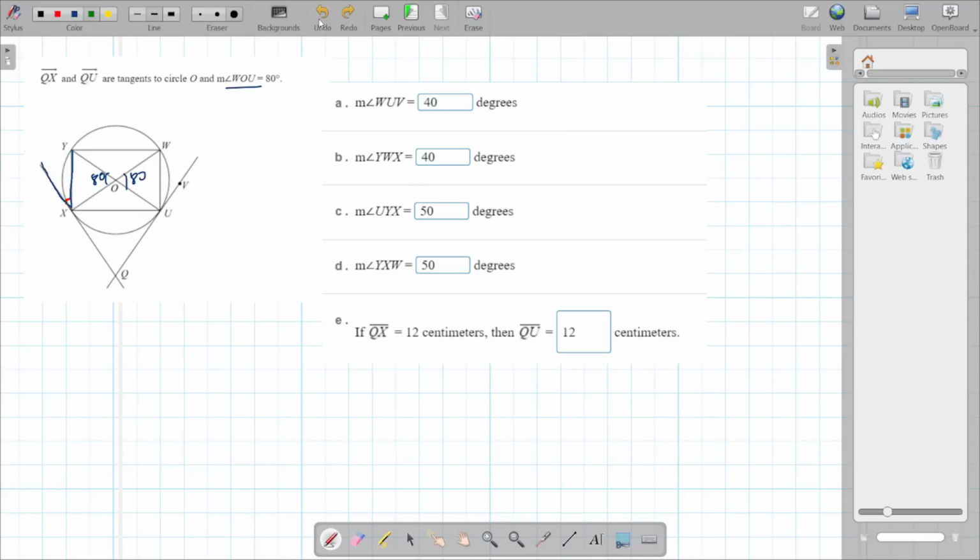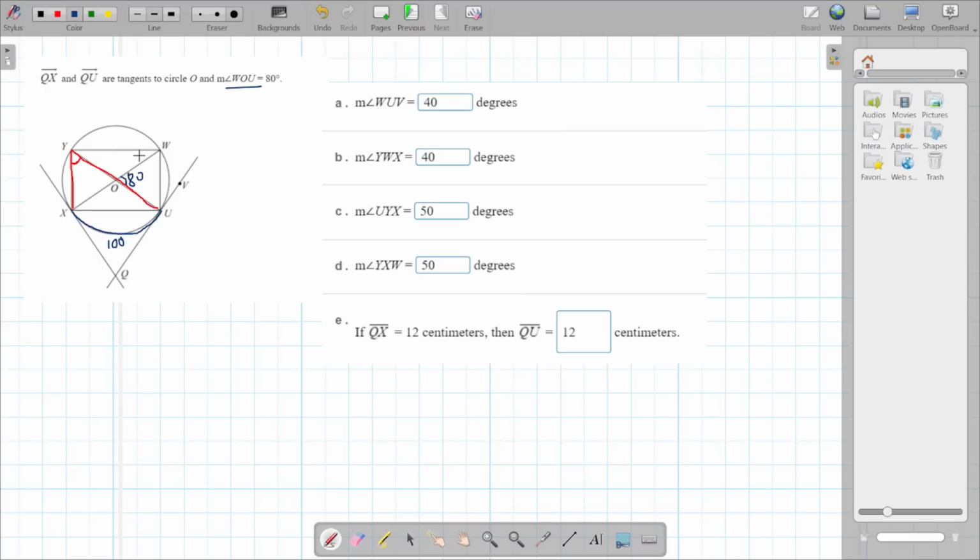Okay, now UYX. Where's UYX? UYX is going to be this one here. Over here. Okay, obviously this is an inscribed angle, and it inscribes this blue arc over here. This blue arc here is going to be 100. Why? This is 80.